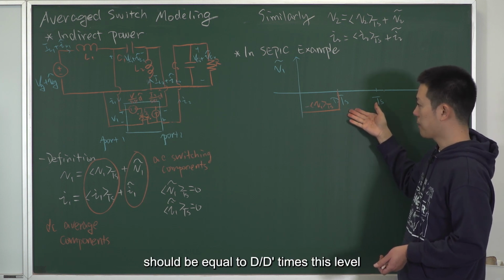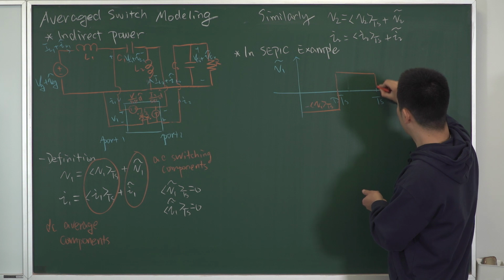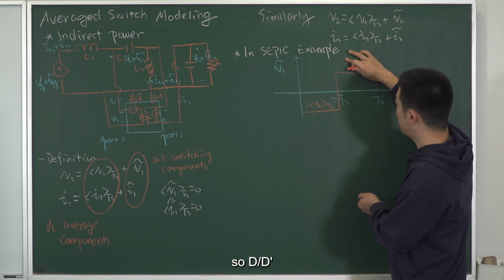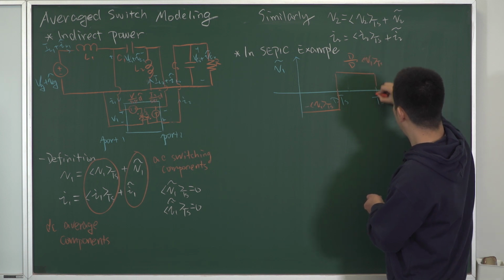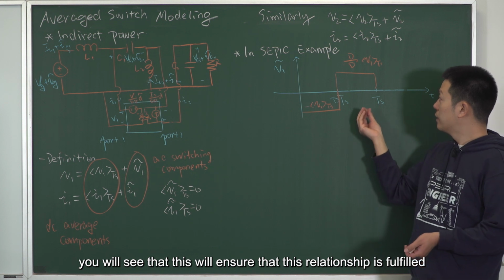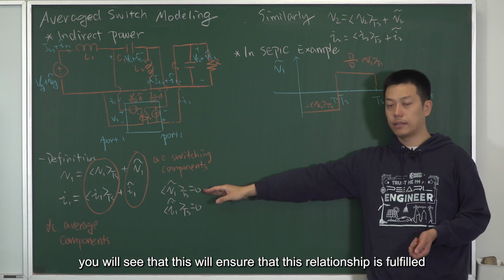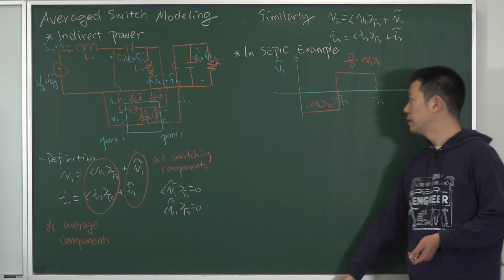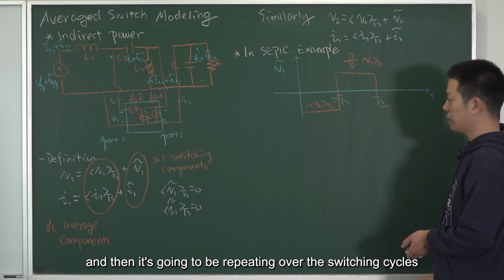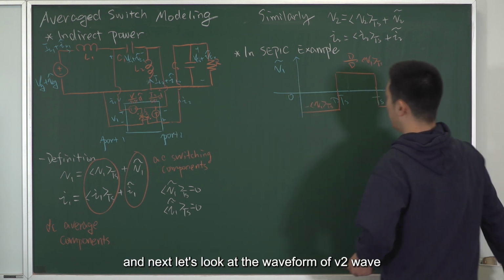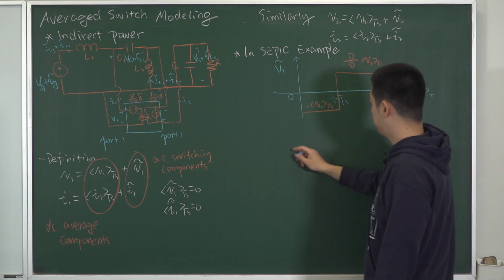should be equal to d over d prime times this level. So d over d prime. You will see that this will ensure that this relationship is fulfilled, right? And then it's going to be repeating over the switching cycles. And next, let's look at the waveform of V2 wave.